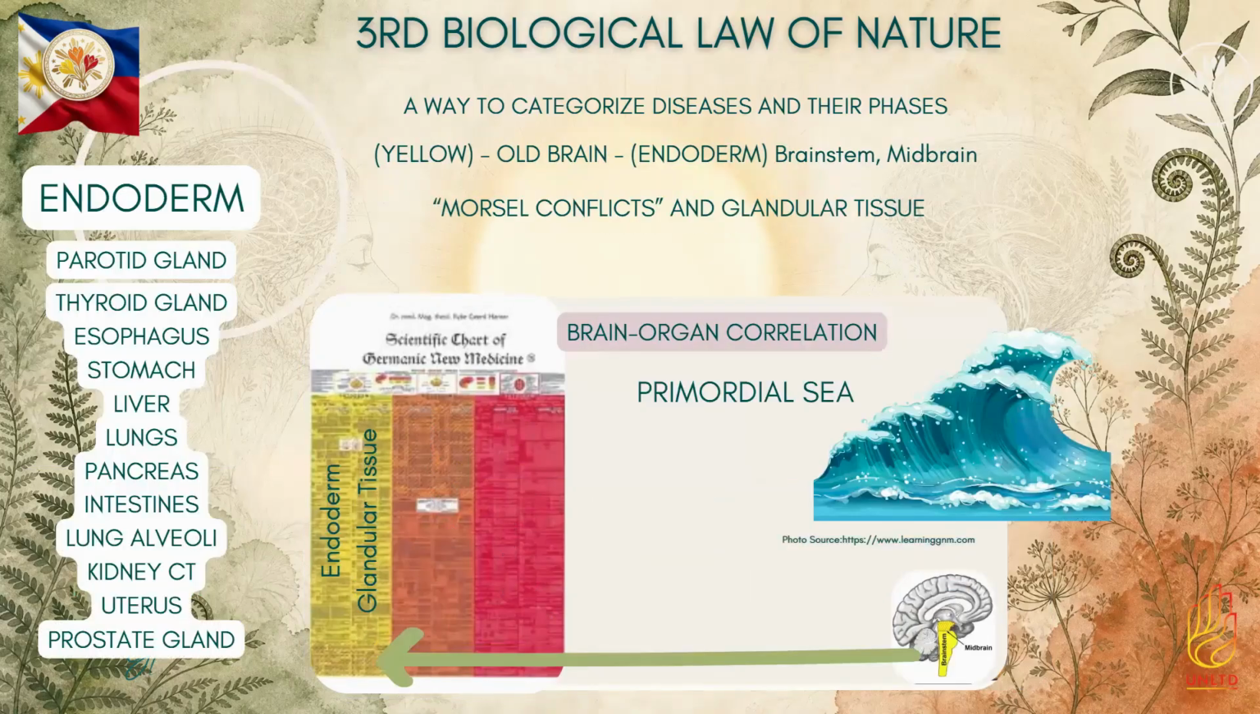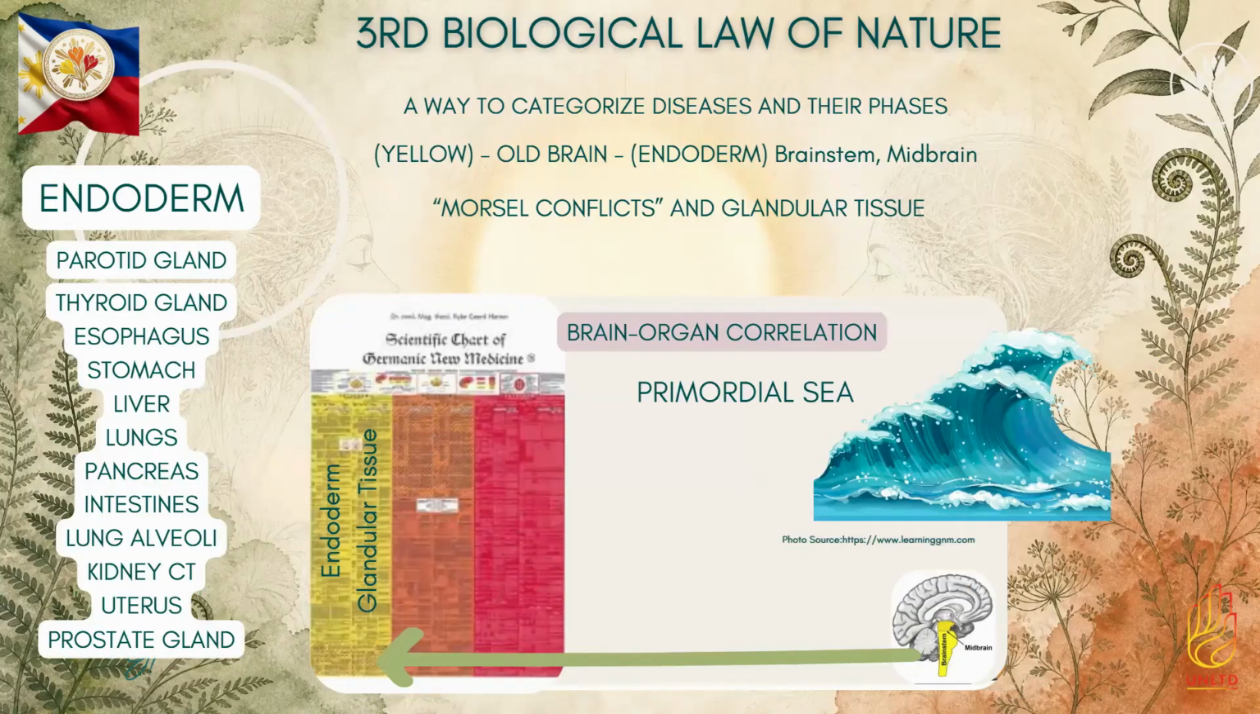Here we look at the primordial sea and glandular tissue. Looking at medicine from an evolutionary perspective helps explain the biological purpose behind certain special programs. Our early ancestors lived in the primordial sea and had simple organs made of glandular tissue with a brainstem. Their survival revolved around eating and reproducing, and their main conflict was related to food.